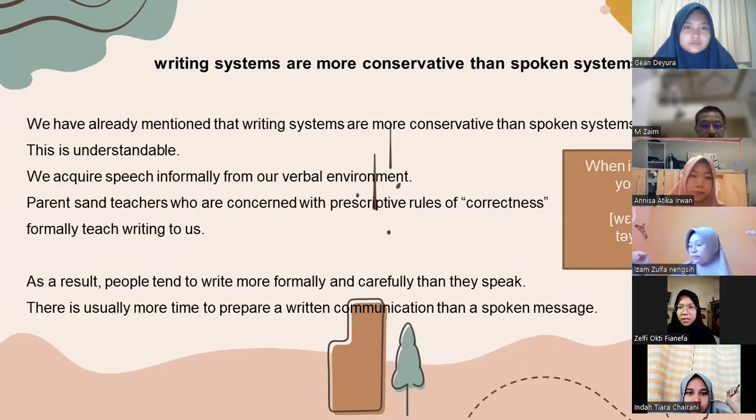We have already mentioned that writing systems are more conservative than spoken systems. This is understandable. We acquire speech informally from our verbal environment. Parents and teachers who are concerned with prescriptive rules of correctness formally teach writing to us. As a result, people tend to write more formally and carefully than they speak. There is usually more time to prepare a written communication than a spoken message.